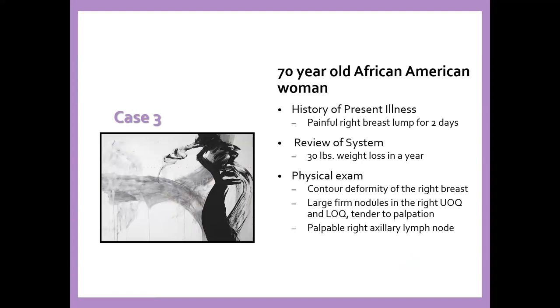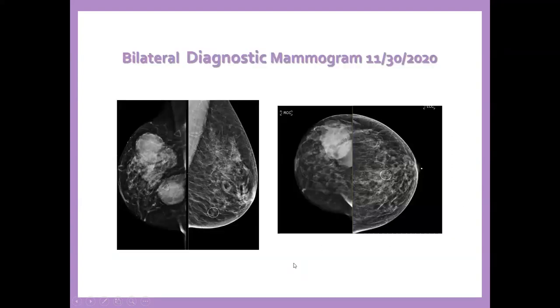Now, case number three is a 70-year-old African-American woman. She had a painful right breast lump for 2 days and has had a 30-pound weight loss in a year. On physical exam, there was contour deformity of the right breast, a firm nodule in the right upper and lower quadrant on palpation, and palpable right axillary lymph nodes. And of course, you can see that the diagnostic mammogram is showing this abnormality here, here, and here.